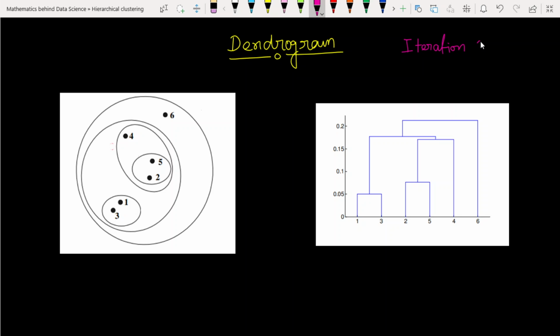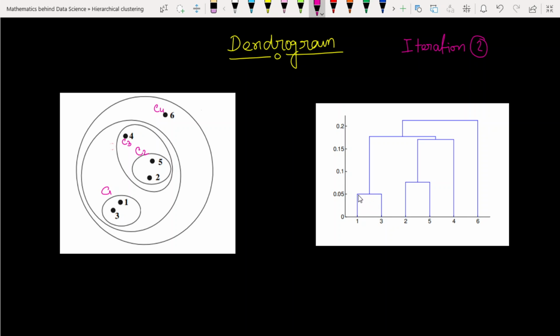For iteration 2, we will use this pink ink. Now this is one cluster. I am using C1 for cluster 1, this is cluster 2, 4 is cluster 3, and 6 is cluster 4, C4. Okay, so in iteration 2, just see these things.